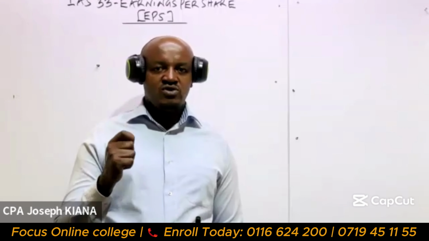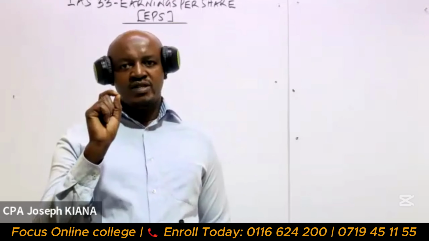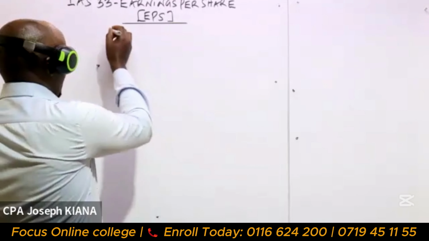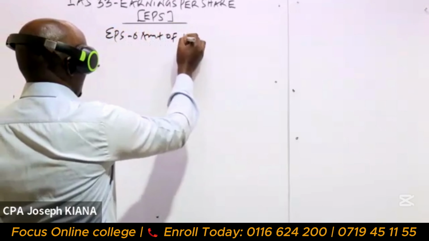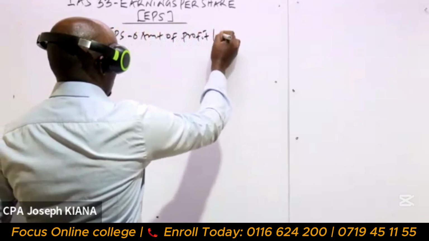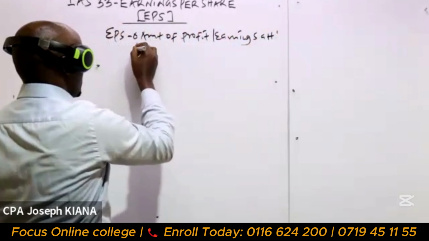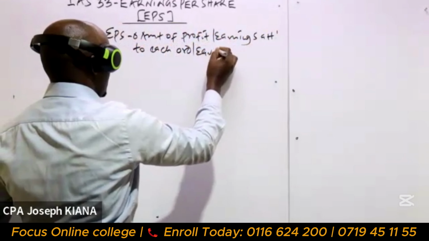To the amount of profit, or basically the amount of earnings, which is attributable to each equity or ordinary share which has been issued by what? By the company. So therefore, EPS refers to what? The amount of profit, or basically the amount of earnings, which is attributable to each ordinary or equity share.